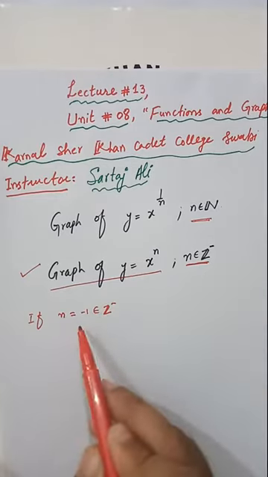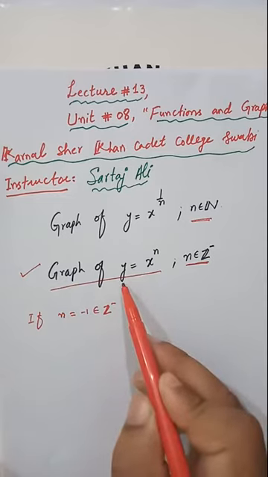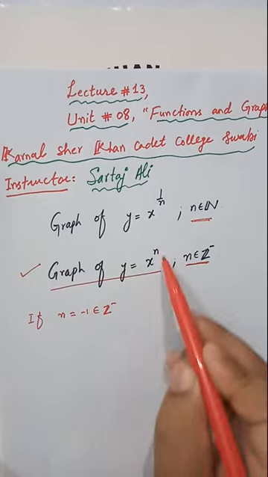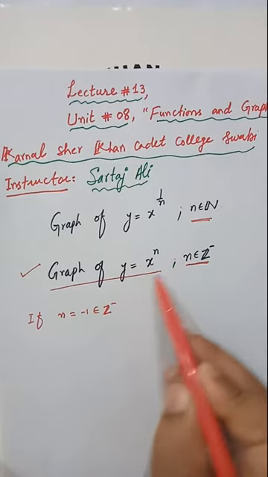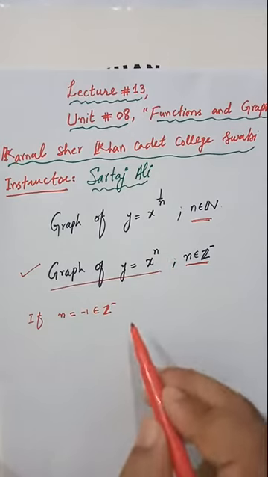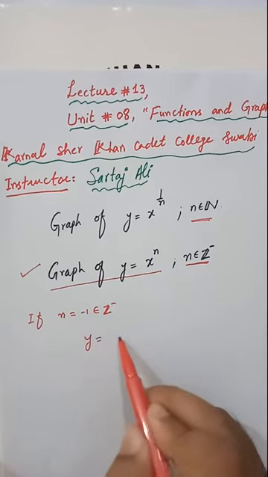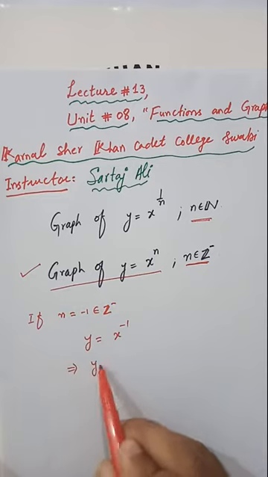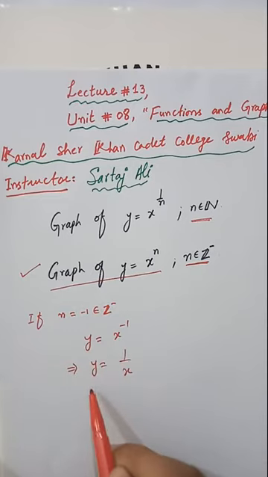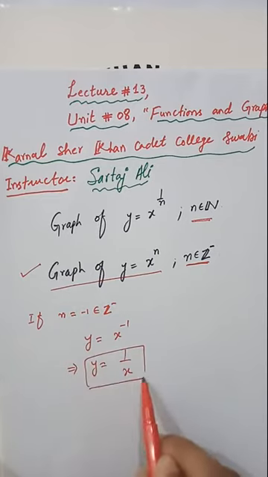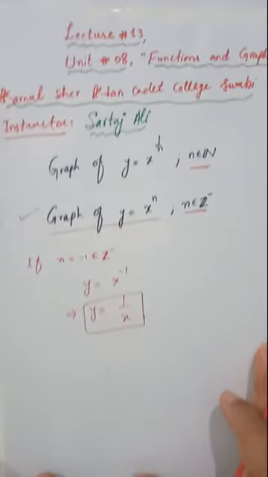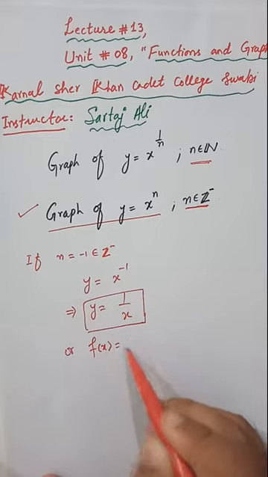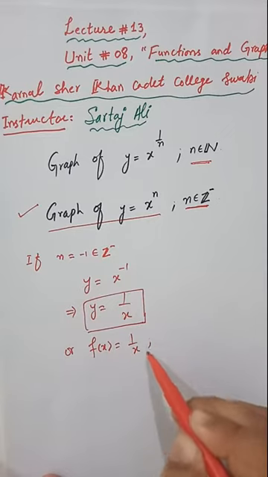So if n equals -1, the function y equals x to the power n becomes y equals x to the power -1, and this can be written as y equals 1 divided by x. So you can write f of x equals 1 by x. This is your given function.